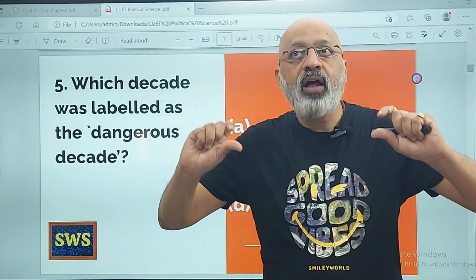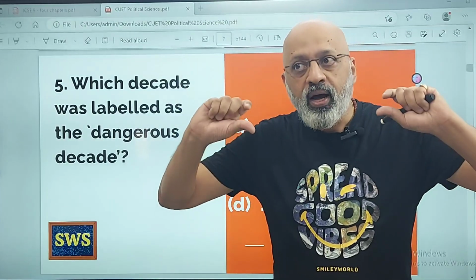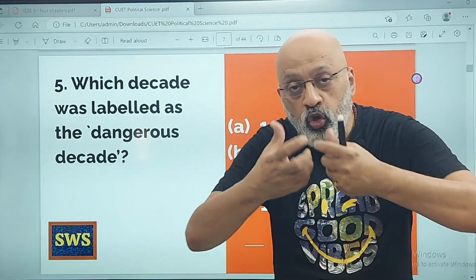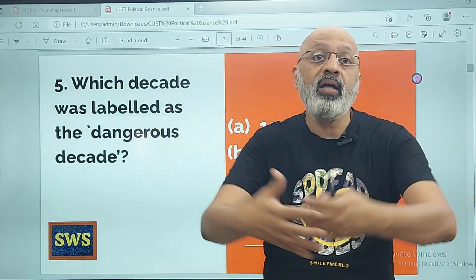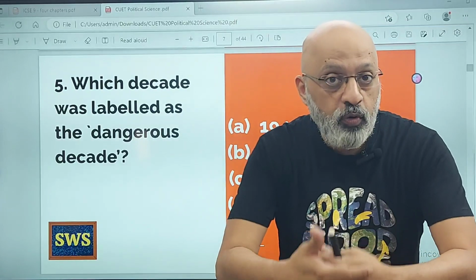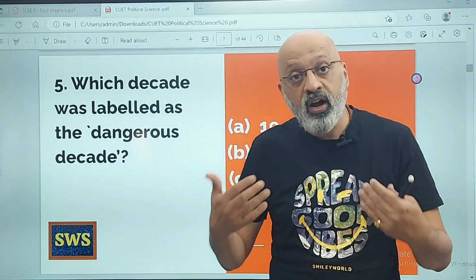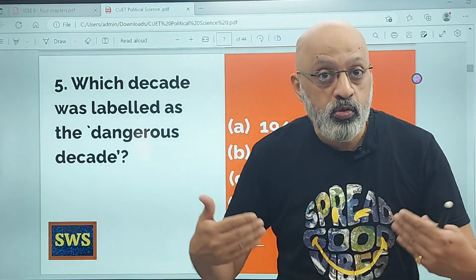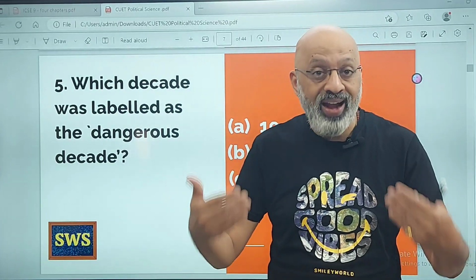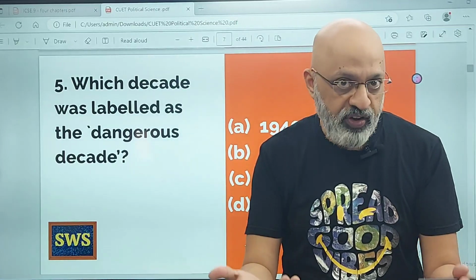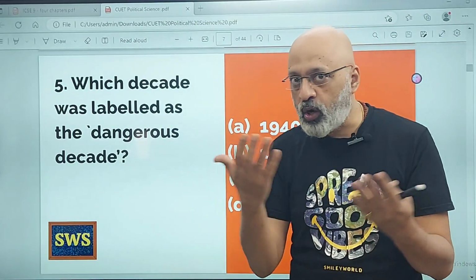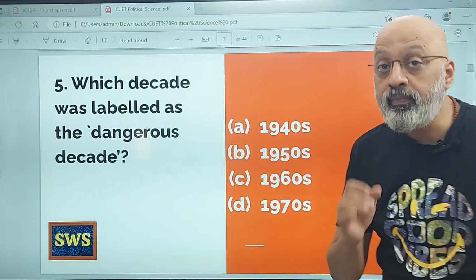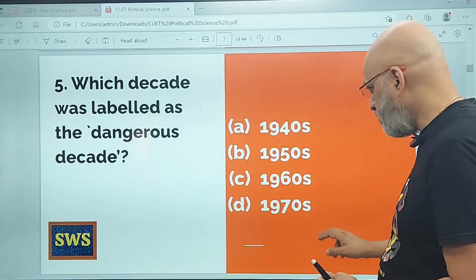Also, there was a feeling that after Jawaharlal Nehru, would there be a leader who could hold the whole country together, whether the country will remain a democratic country, whether it will be able to fight issues of unemployment and poverty and development effectively. So there were all these doubts cropping up, which is why the 1960s was called the dangerous decade.